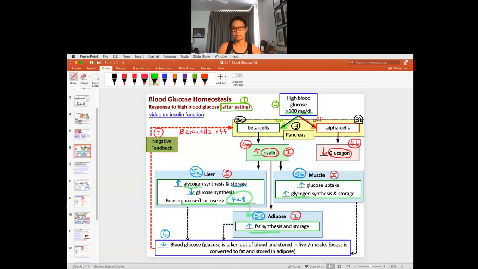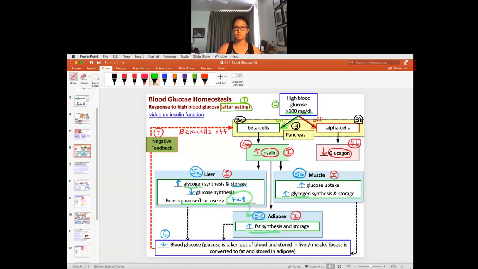Fat storage is the only storage that's unlimited, so people can keep gaining weight. But muscle, just by eating, you're not going to just keep on gaining muscle. You have to work to gain that muscle. So as you gain more muscle, you will have more storage, but that takes work for that to happen. Anyway, so those are the three places where glucose is being stored.